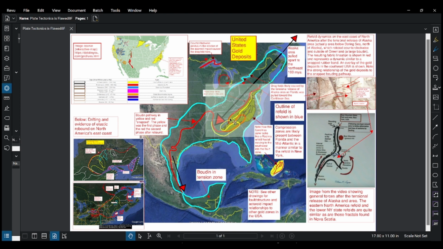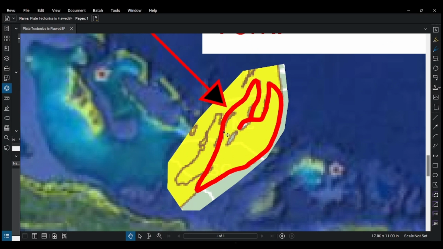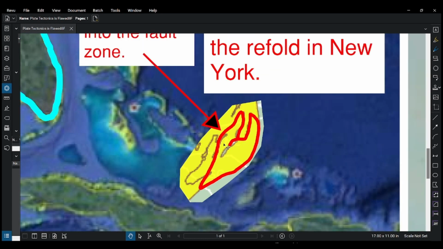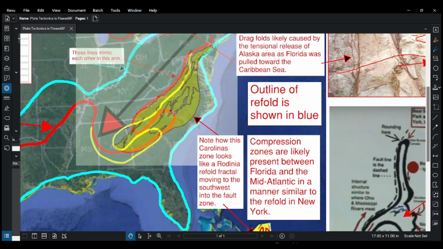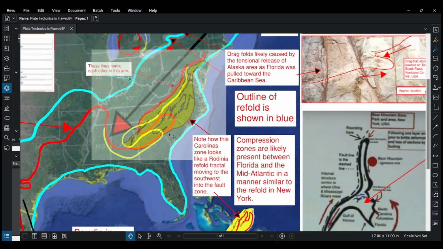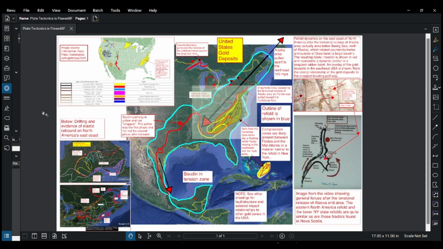All right, so the interesting thing here is it almost looks like one of those Rodinia fractals. You see the outline? Let me zoom in here. The outline of the subdivision of the gold deposit is outlined in red here. And it's strange because it has that same look with the 2 legs, the rear end, and the cone as the Rodinia fractals. And sure enough, it's going into and associated with a fault zone. Okay, so maybe that's coincidence. I don't know, but probably not. Probably legit. All right, so we'll go on to the next one.